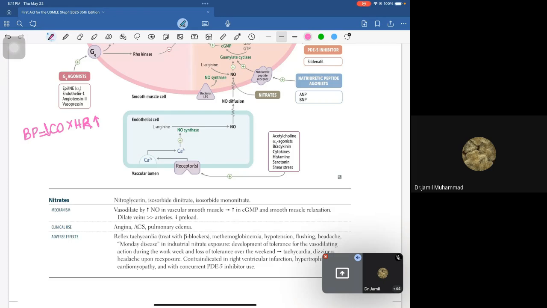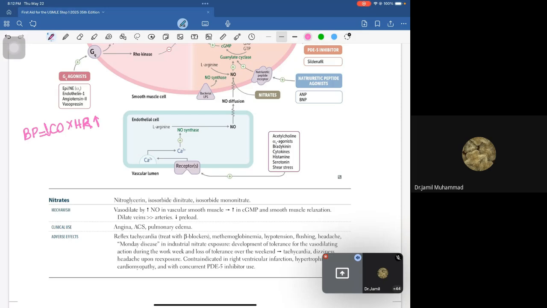Right. So cardiac output is going to increase. If you decrease the heart rate, the cardiac output is going to increase to compensate for the low blood pressure. So these people have reflex tachycardia, and we need to control that reflex tachycardia. The best way that we can control that reflex tachycardia is with the help of beta blockers. So beta blockers are going to control the heart rate.